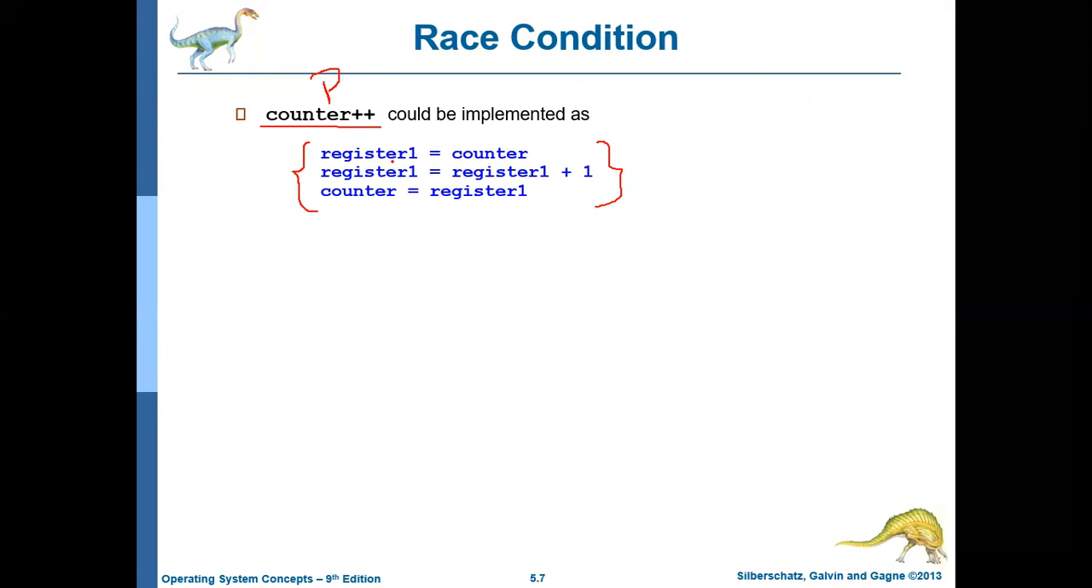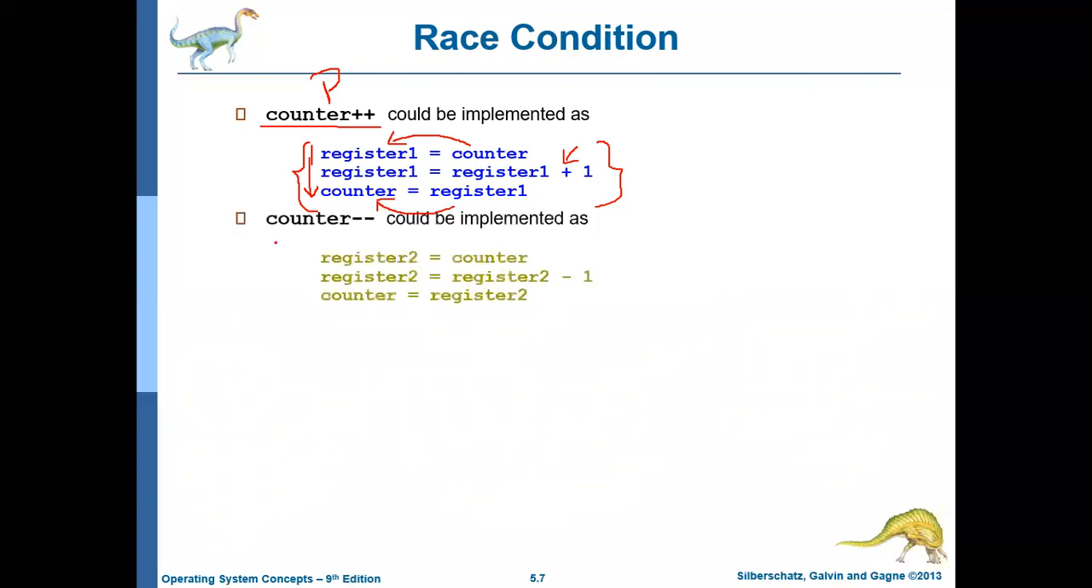So when the processor executes this, it will execute this single statement as three different statements. First, it will store the value of the counter in some general purpose register. Then it will increment the value of that register by 1. After incrementing, it will again store the value of the register to the counter.